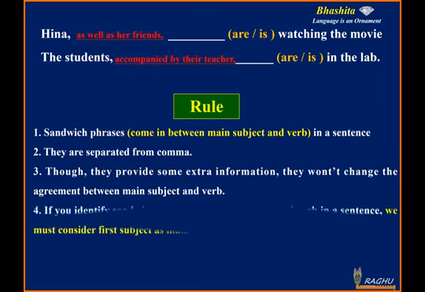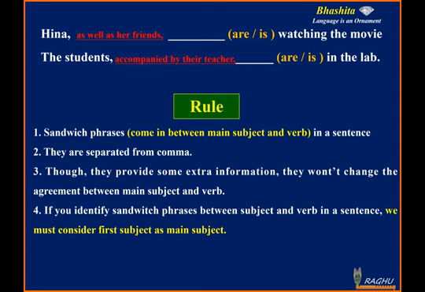So what is that? If you identify a sandwich phrase in between the subject and the verb in a sentence, we must consider the first subject as the main subject in the given sentence. If that first subject, which is considered as the main subject, is singular, it will take a singular verb. If the first subject, which is considered as the main subject, is plural, it will take a plural verb.